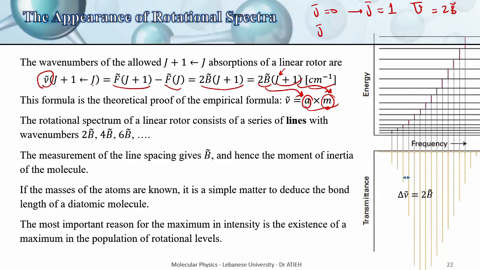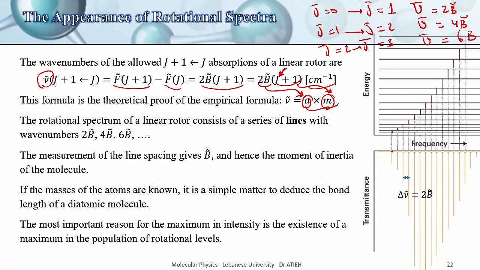If we are moving from J equals 1 to J equals 2, I'm just substituting for J here. So we substitute for 1 and we will get 4B. And now if J goes from 2 to 3, we substitute in the same equation for J equals 2 and we will get V bar equals 6B. So this is the first transition from the first level to the second level.